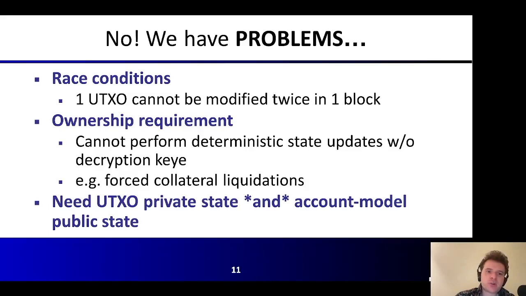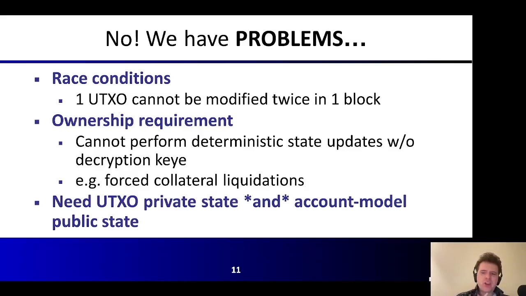You also have ownership requirements about private state: if state is encrypted with an encryption key, then it is implicitly owned by the entity that possesses that encryption key. And so you cannot update that UTXO state without the encryption key. You cannot have a concept of global state. For example, if you're doing some kind of decentralized exchange, which needs to know the total volume of various liquidity pools, that's a global variable. It doesn't work with UTXOs that are encrypted.